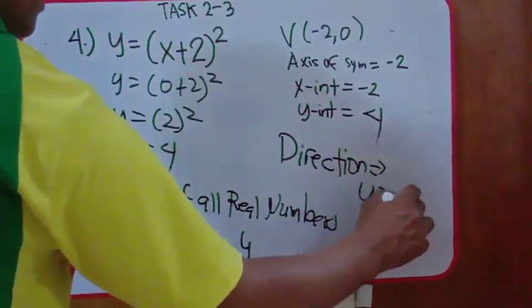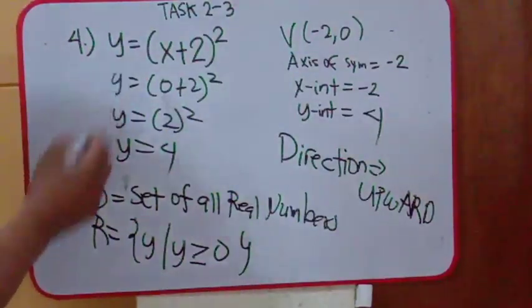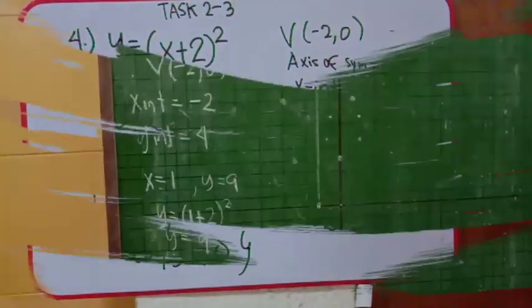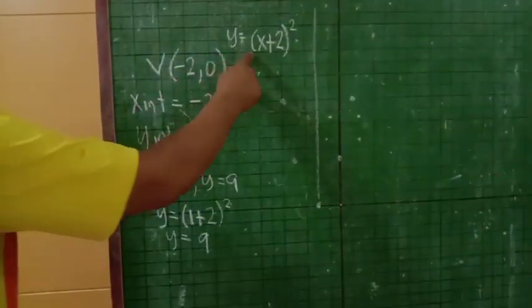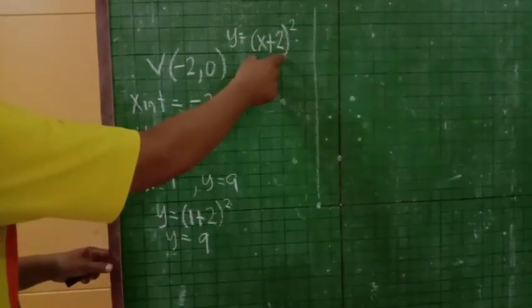So, ang susunod natin dito ay i-graph natin yung ating function na y equal the quantity of x plus 2 quantity squared. Okay, i-graph na natin yung y equals the quantity of x plus 2 quantity squared. So, what is our vertex?